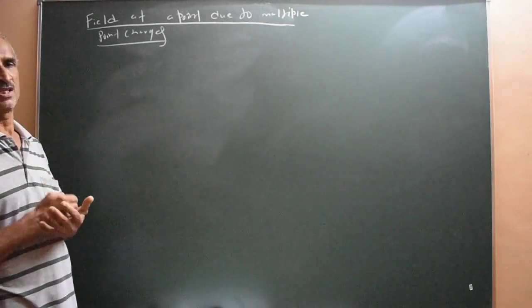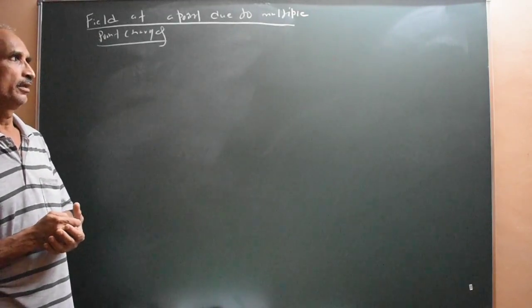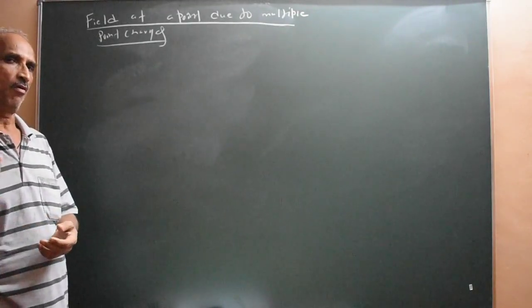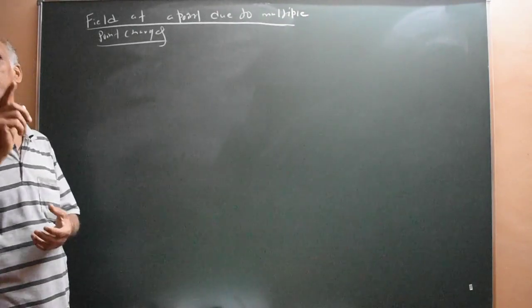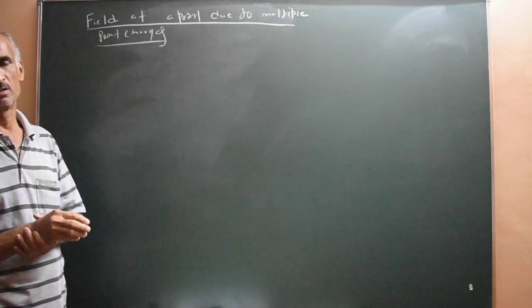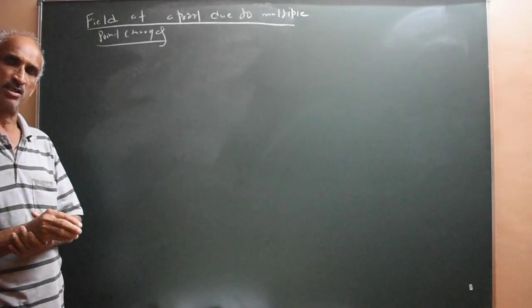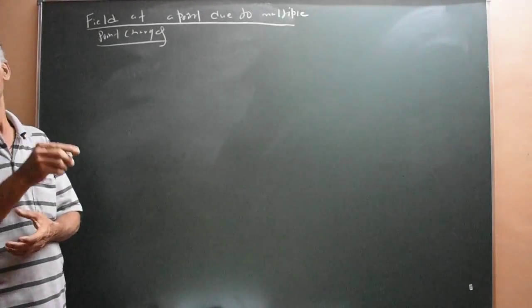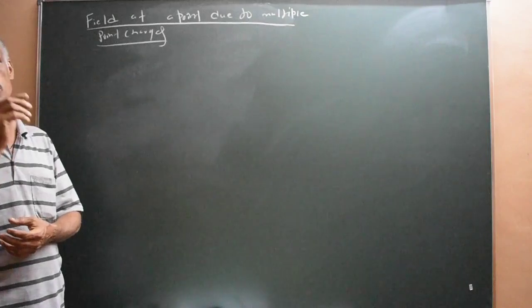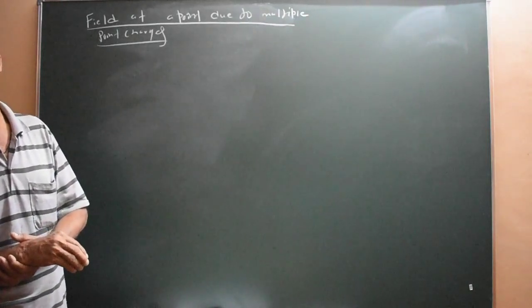All are not placed at the origin here. They are at different points in the space, and all the charges produce a single field at a point by the superposition principle. The individual fields of the individual charges superpose at that point and produce a single field. That field is called the resultant field.